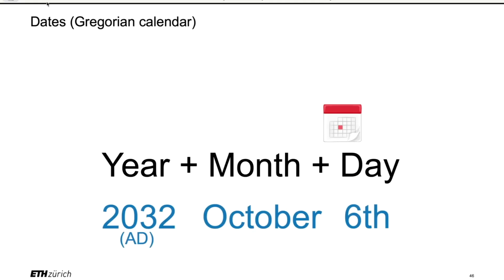A date, typically in the Gregorian calendar, is made of a year, a month, and a day. And here comes the first complexity. The Gregorian calendar is not the only calendar in the world. There are many others. And so you have systems that support multiple calendars. You have systems that just support the Gregorian calendar. But you see the idea, right?